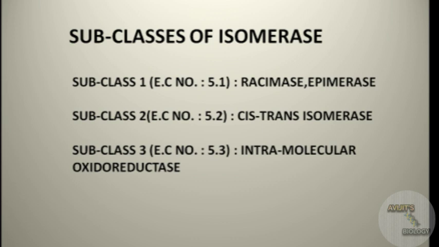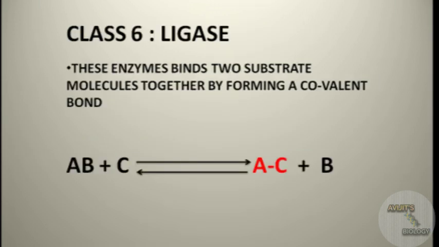Now let's move to the next class, that is ligase. This type of enzymes bind 2 substrate molecules together by forming a covalent bond, means ligases catalyze the joining of 2 large molecules by forming a new chemical bond. In the reaction which I have given here, catalyzed by ligase, a new chemical bond between A and C is formed.